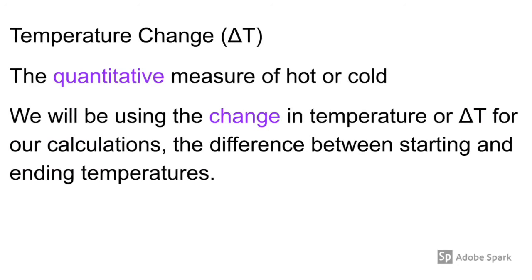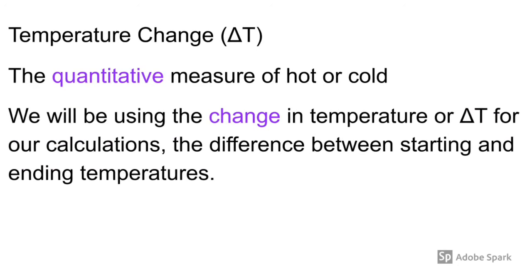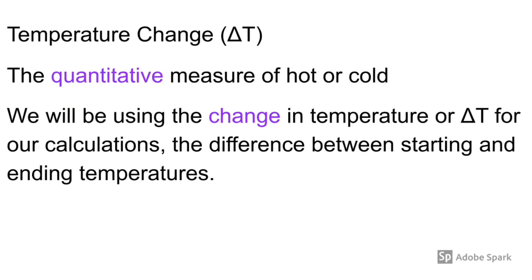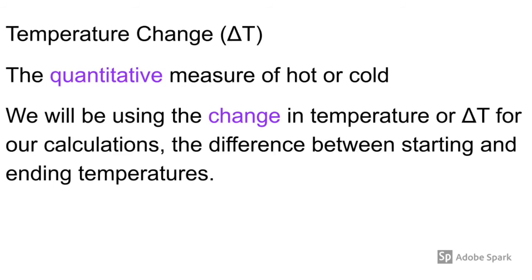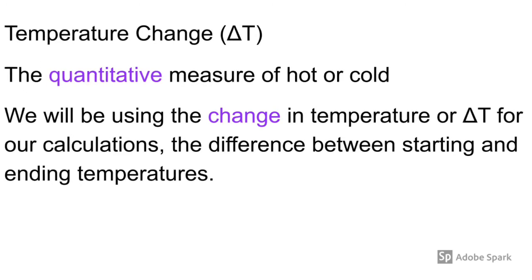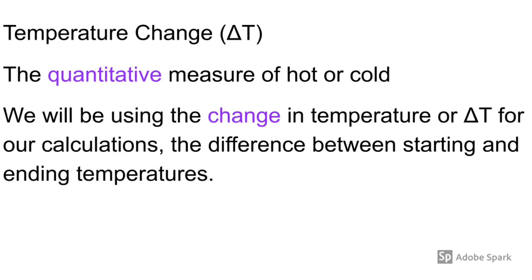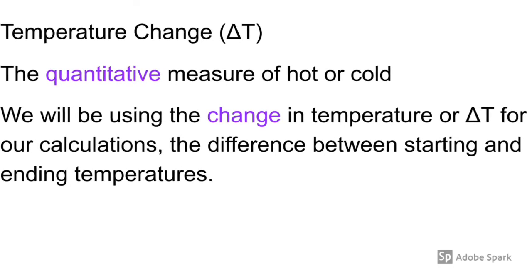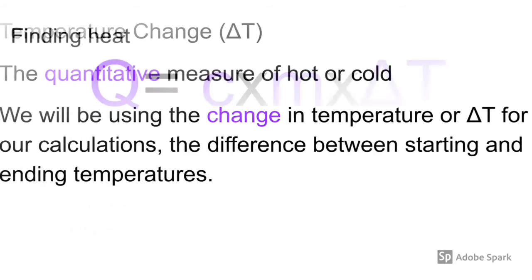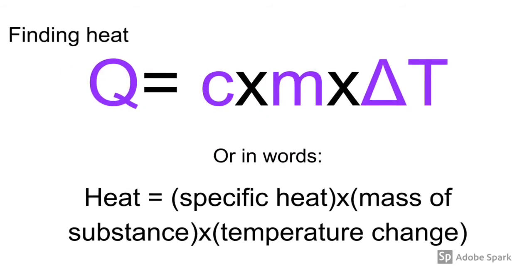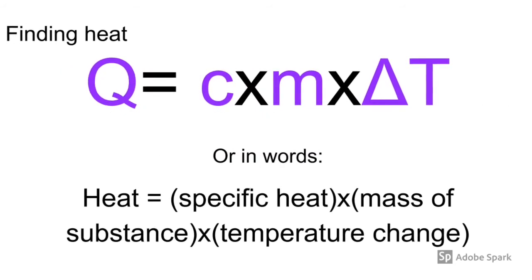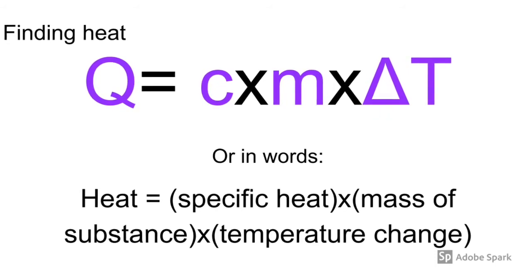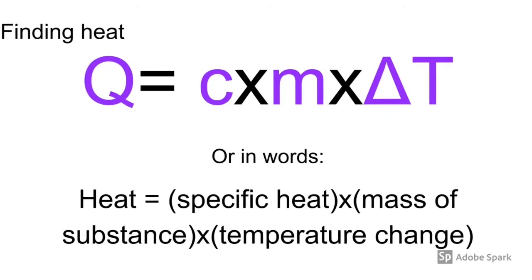Temperature change, or delta T. It's the quantitative measure of how hot or cold something is. We will be using the change in temperature, or the delta T, for our calculations. The difference between the starting and the ending temperatures is the change. Okay, so that is the definition of all the things in this equation. We are going to do an example problem next.